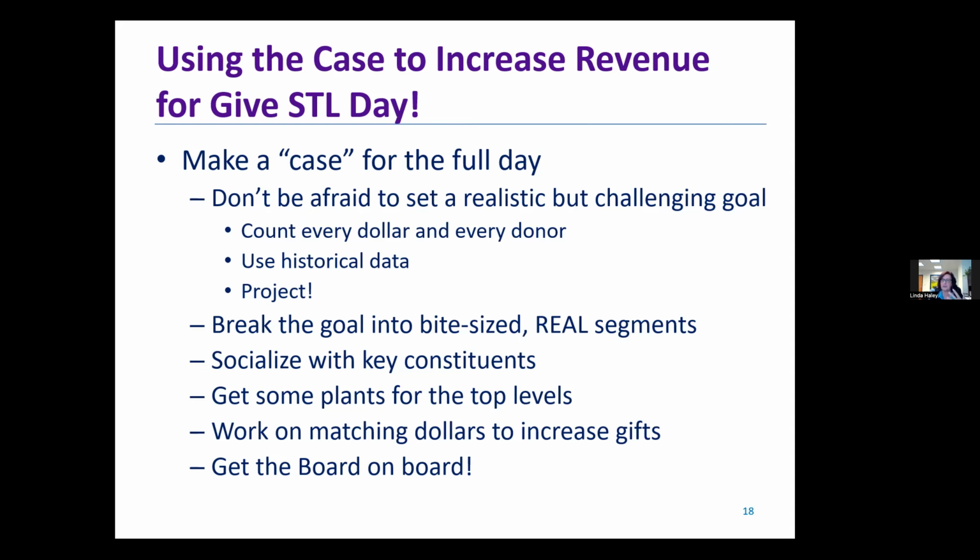But socializing with people in advance is going to make your Give STL Day much more effective than just putting it out there and, in that 24 hours, running as fast as you can on the little hamster wheel and hoping you can turn it. A lot of this is socializing with people in advance. It's always good to get some plants if you have some top levels. If you're trying to get $5,137 to do something and you need 4 of those, that's part of your campaign. You want to try to get some plants that will help you with that, because those kinds of gifts probably aren't going to come in easily on a giving day.